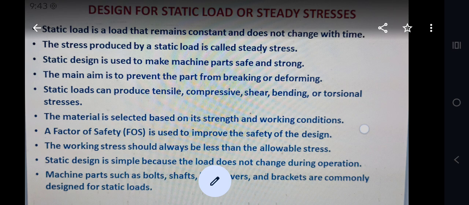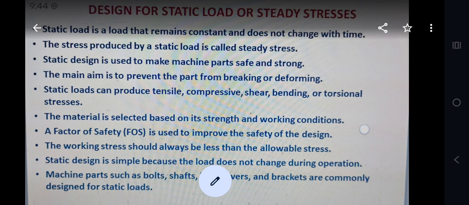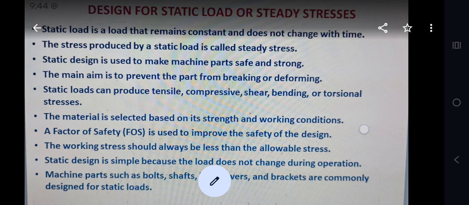Question to students. If a machine component is carrying a constant 1000 Newton load, is it a static load? Yes, it is a static load. If a machine component is carrying a constant 1000 Newton load, then it is a static load.